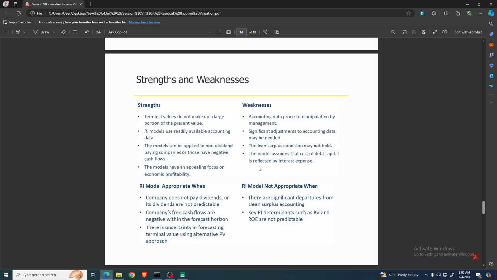And then it is also appropriate when you have a negative cash flow. So the residual income model is appropriate for companies with negative free cash flow within the forecast horizon. It could be 5 years, 10 years. The reason being the model values the company based on its ability to generate residual income rather than the free cash flow.